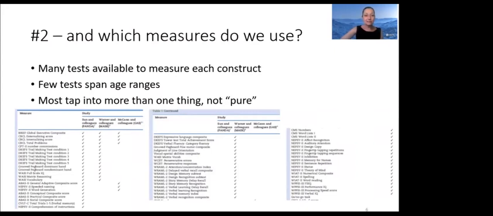Also, most of these tests really tap into more than one thing. They aren't pure. There is no pure memory measure. Most of our memory measures also involve language or visuospatial skills. They all involve attention and processing speed and working memory. So it's very hard to find which test to even use.